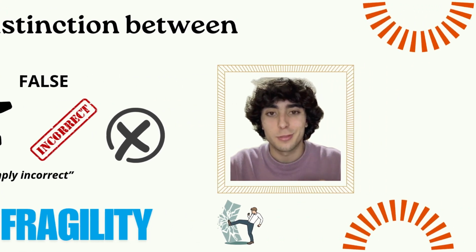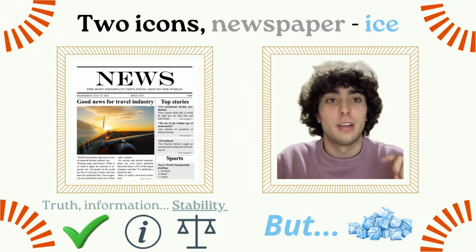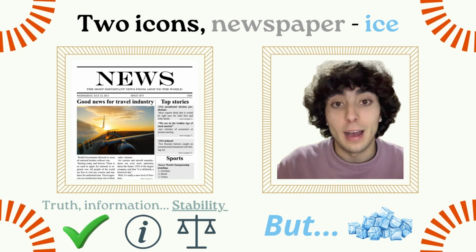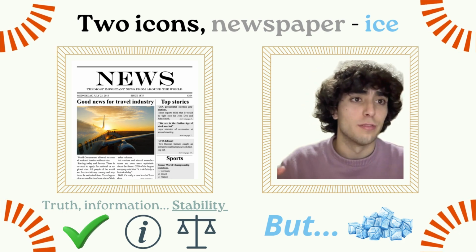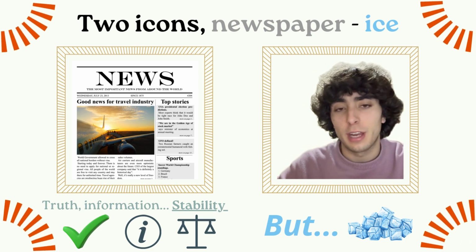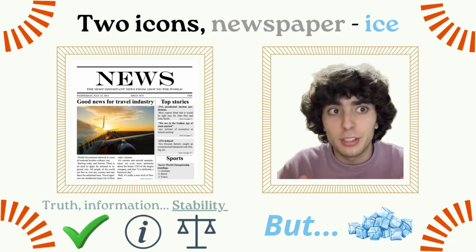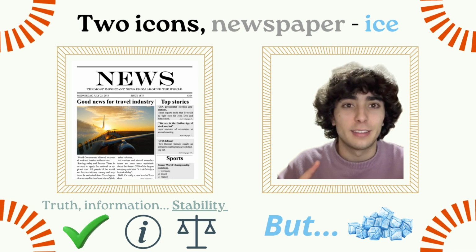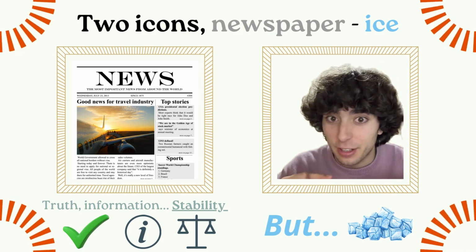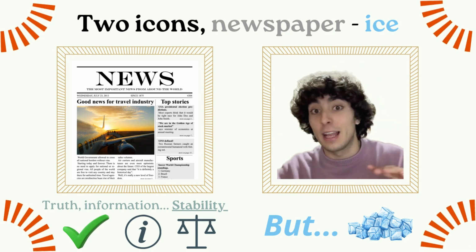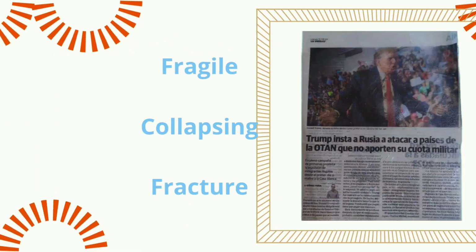So, let's begin. We have two icons: a newspaper, which is a symbol of truth, of information, and the ice, frozen, transformed into something that it was never meant to be. A lie may appear stable, solid, and unquestionable, but like the ice, it's fragile. And when the moment comes, it collapses, just like a lie. So let's see what happens.